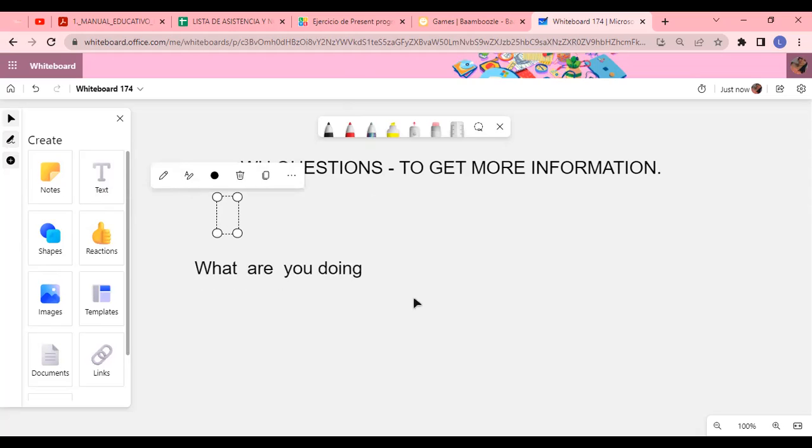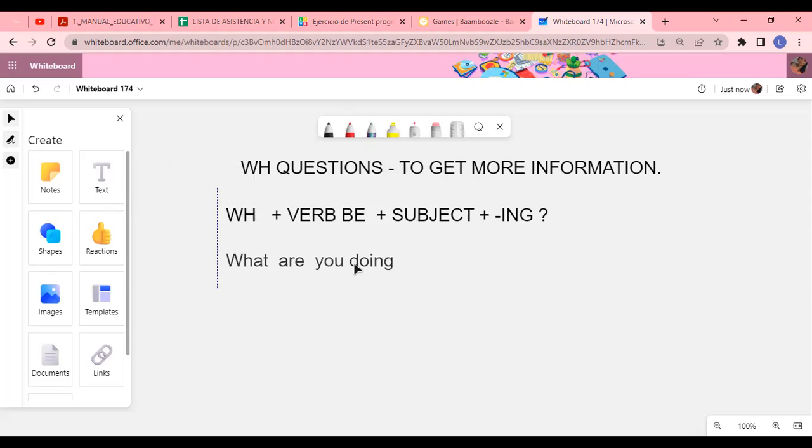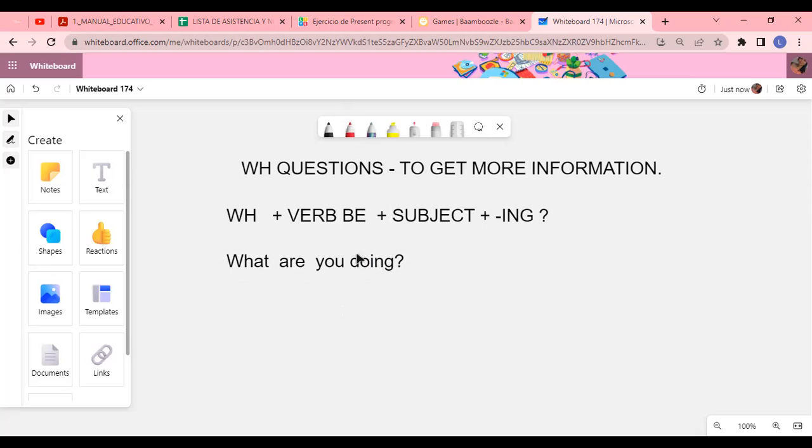Recuerden que ahorita estamos hablando de las WH questions más el verbo to be, okay, plus the subject, plus the verb with ing, más el verbo con ing, okay? Like, for example, what are you doing, okay? ¿Por qué? Porque aquí está el verbo con ing. Y para responder sería, en este caso dice, ¿qué tú haces? ¿Verdad? ¿Qué estás haciendo? Entonces vas a decir la actividad que estás haciendo.